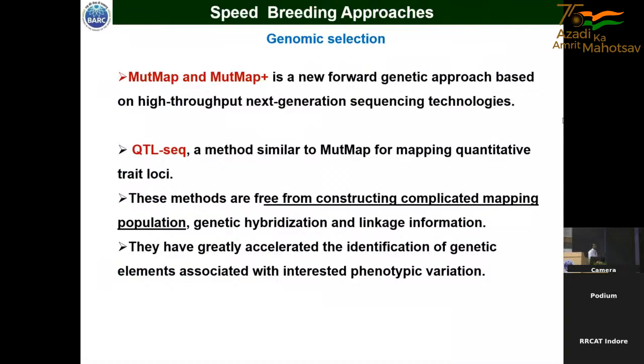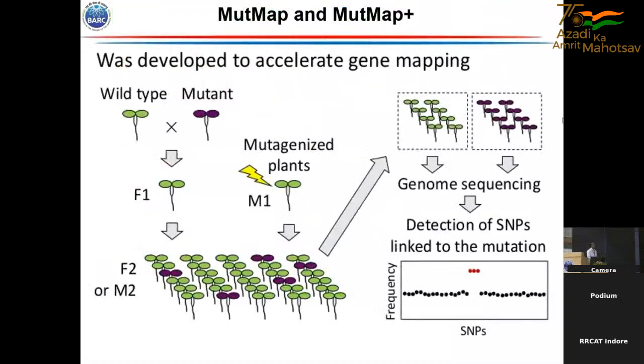And we are following MutMap and MutMap plus QTL-seq, which are all genomic based selections where we can find the mutation specific to the trait using NGS, so that it can be transferred to other plants. This is a small illustration of how we follow the MutMap or MutMap plus procedure to identify the mutations. Once we have the mutant population, we bulk the DNA of a particular phenotype and then go for NGS to find the variants.